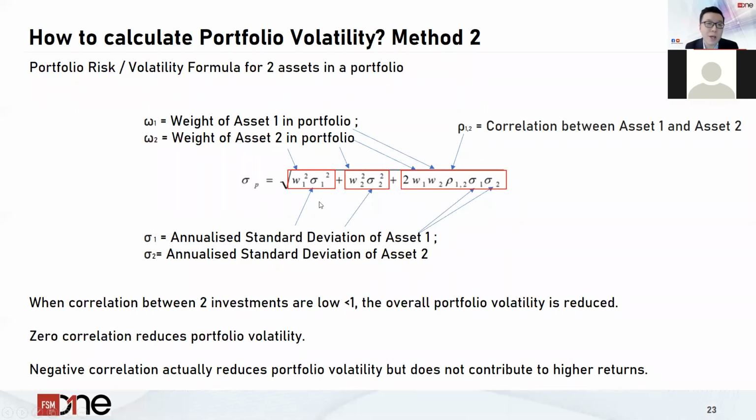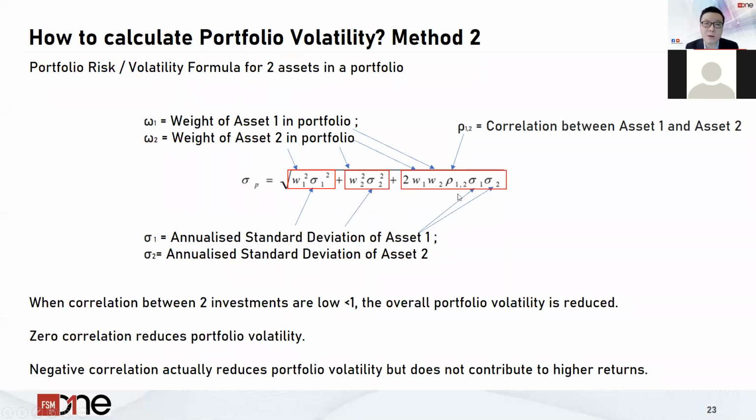So if you remember your algebra, you have this part, plus 2, weight 1, weight 2, correlation coefficient, standard deviation 1, standard deviation 2. This part depends on the number here, because all these, the weight 1, weight 2, and the standard deviation are depending on the asset itself. Okay, you can't change that.